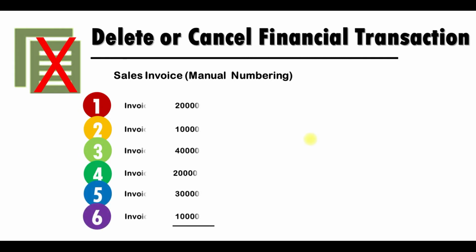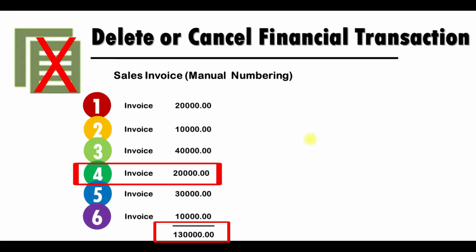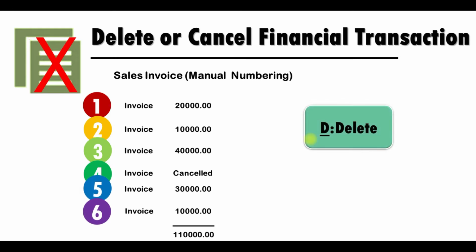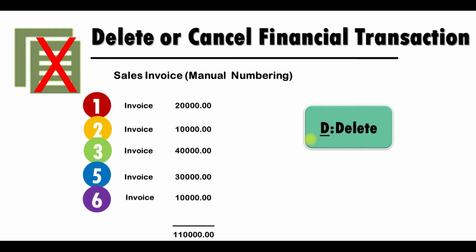Now let's see manual numbering transactions. Here the transaction number you need to update manually. You need to remember the transaction number. In this manual numbering, if you cancel the transactions, it will impact the reporting value. Instead of cancel, if you delete those transactions, the transaction numbers stay as they are. If you delete one, it won't be replaced with the previous number, the one we have already deleted.